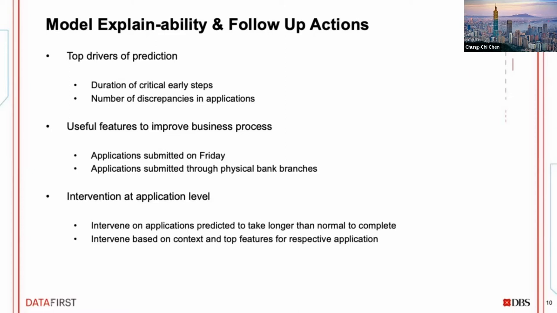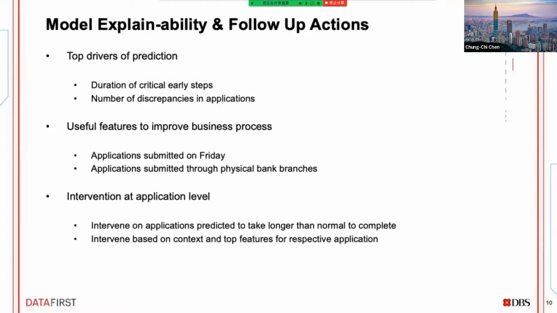Another example is that applications submitted through the physical bank branches take a longer time to be processed as compared to applications that are submitted online. Now, this corresponds with knowledge on the ground and their relative significance in predicting the turnaround time provides incentive for the business to allocate more resources or to fine-tune the business process.